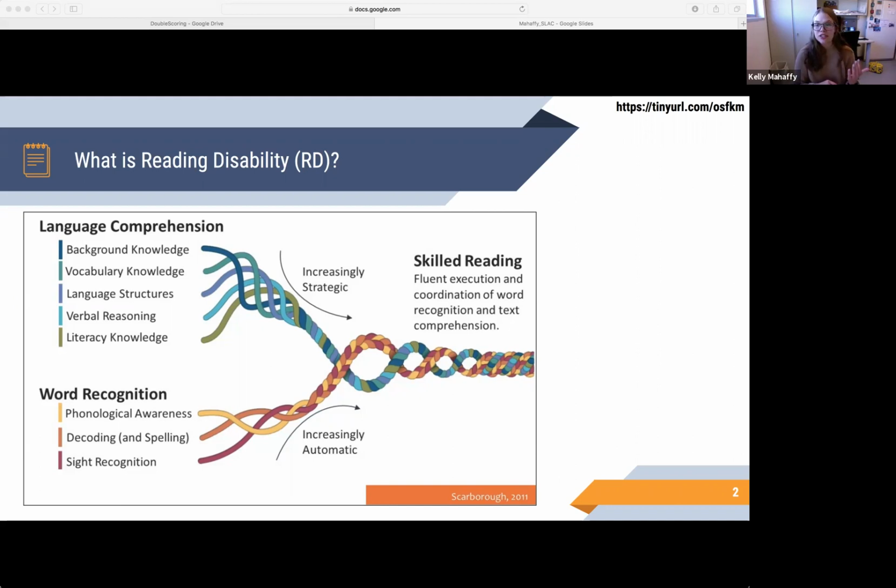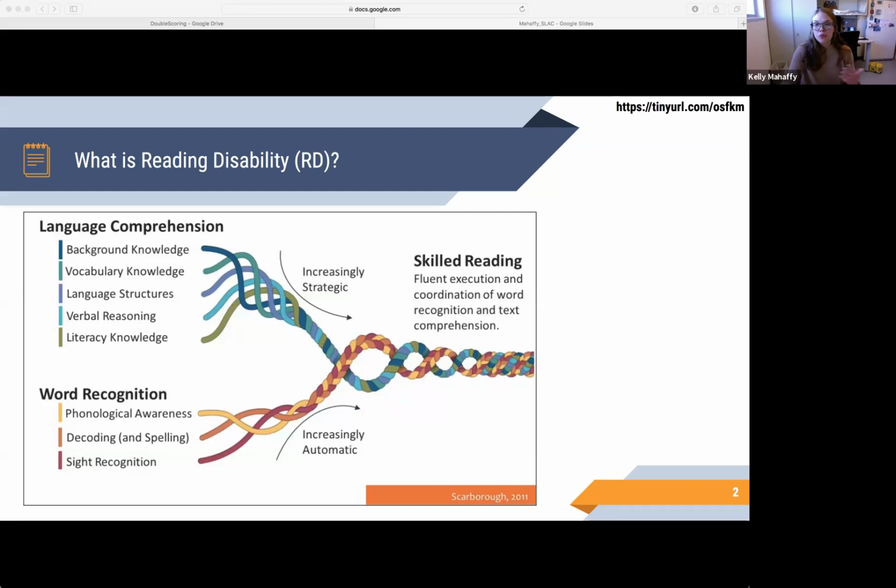And in this image, you'll see some of the key skills that Scarborough and others thought were important for developing skilled reading. Note that these include things we might typically consider reading subskills, such as phonological awareness, decoding, and spelling. But they also involve some higher order skills, things like background knowledge, vocabulary, literacy, reasoning. All of these must combine, in her view, to develop the ability to read what we call fluently, or with a skilled reading approach.